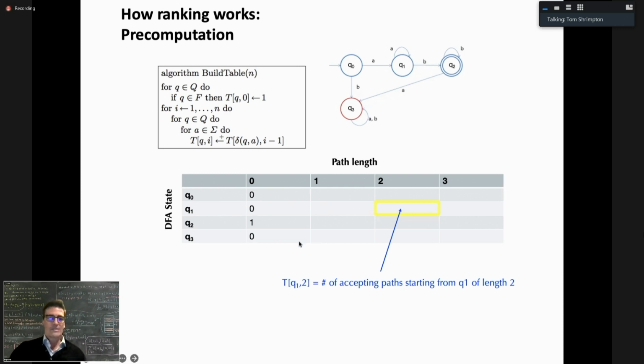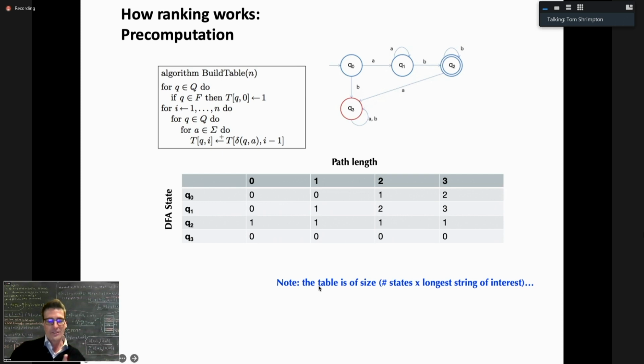So obviously, if you want to know how many of length zero there are, well, there's only one accepting path of length zero given a particular starting position, and that's if you start in the accepting state. Then a path of length zero is still accepting. But the rest of them, there are no paths of length zero that accept from other states. And you just fill in this table until you get this entire collection of results here. This is the pre-computation that's required.